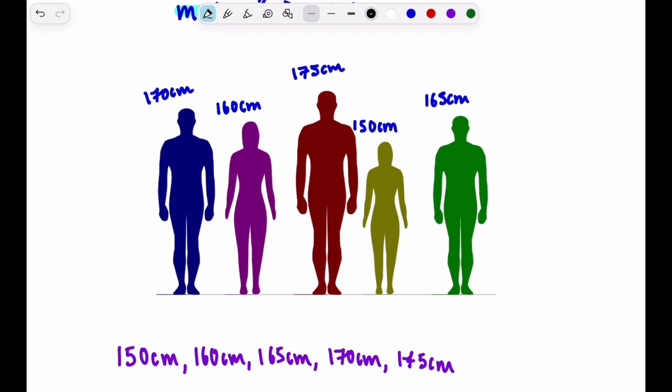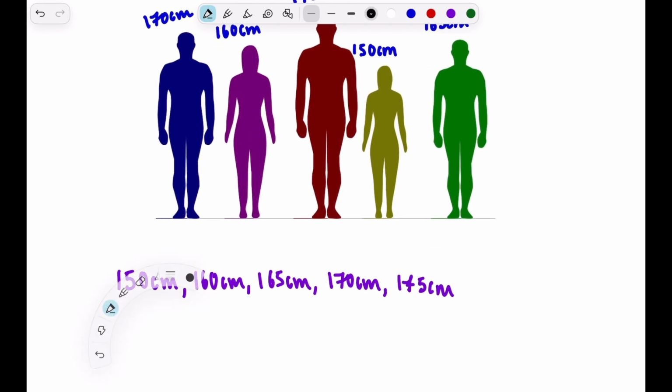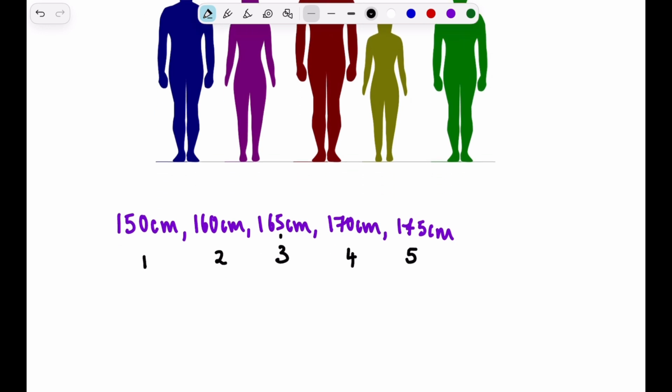Once you've ordered the heights from smallest to largest, recall what the definition of the median was. It's the middle value. So let's count how many values we actually have. We have 5, and the middle value of 5 is 3. So our median must be 165 centimeters.